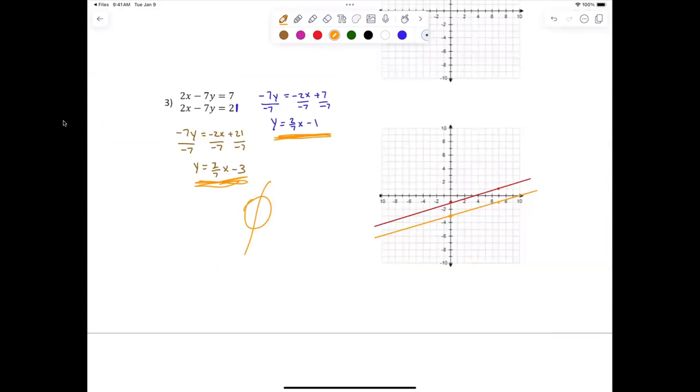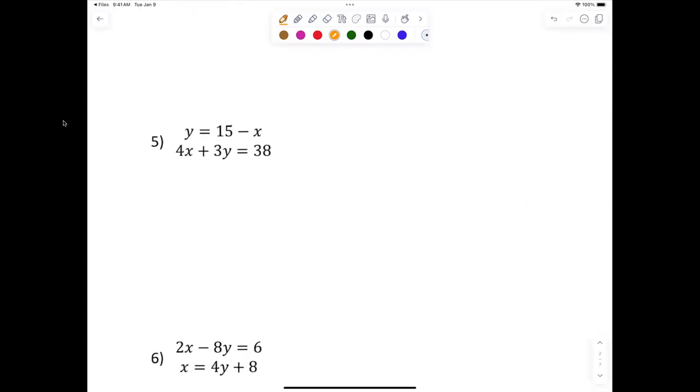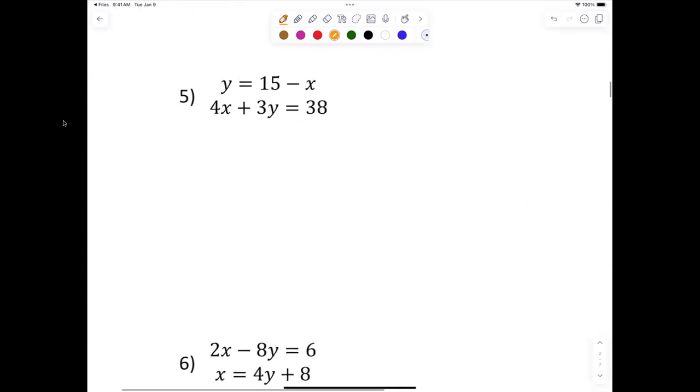All right, good. All right, here we go. Let's check out number 5. Now you're just solving these. Now the best way to solve number 5 is by what? Substitution, because it's in y equals form. Is everybody with me? So we're going to substitute. What am I going to substitute? 15 minus x in for what? In for y.